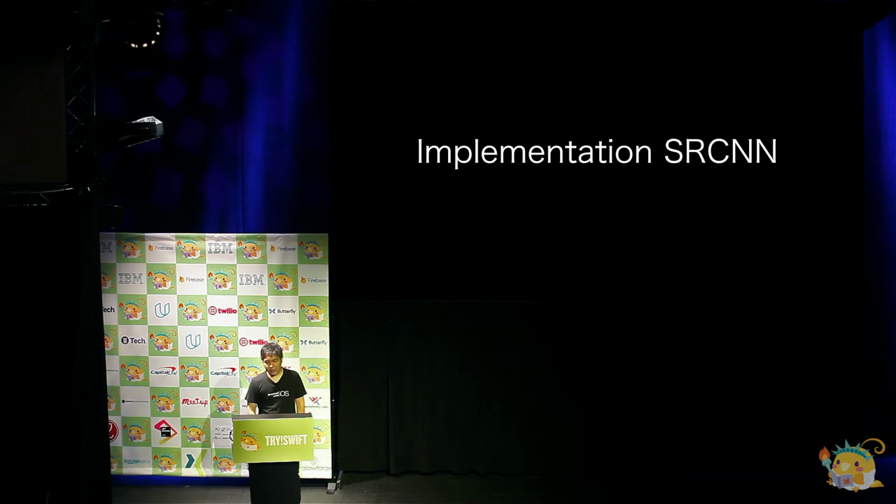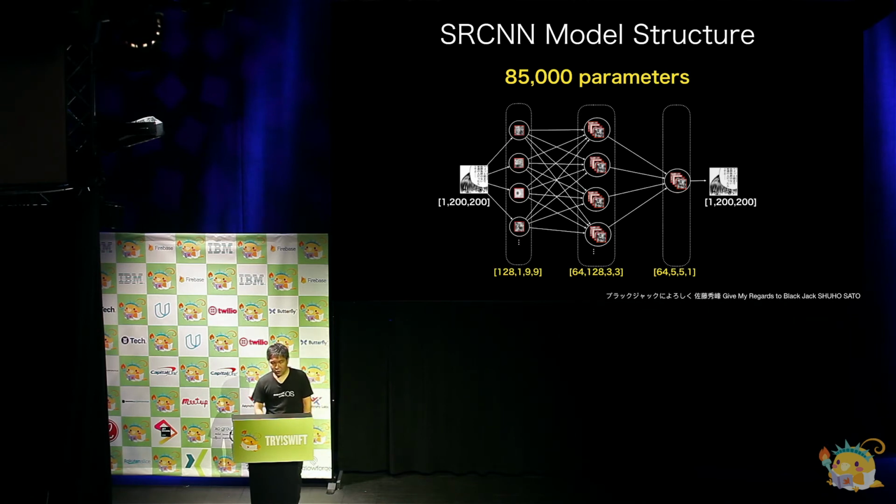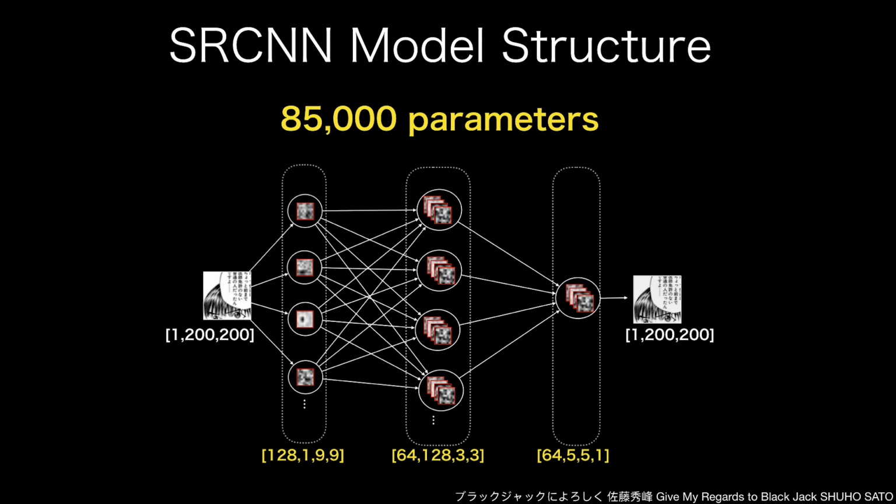Now that we know about FSRCNN, let's take a look at how to implement it. First, I create the machine learning model. The detailed parameters were implemented as described in the original paper. The total number of parameters is approximately 85,000. In other words, we use machine learning to obtain the optimal parameter values.